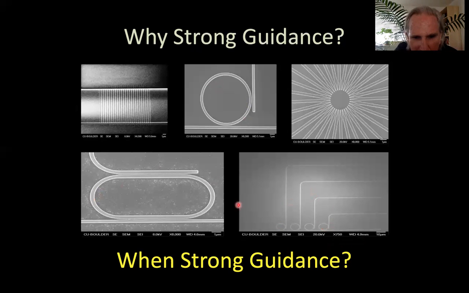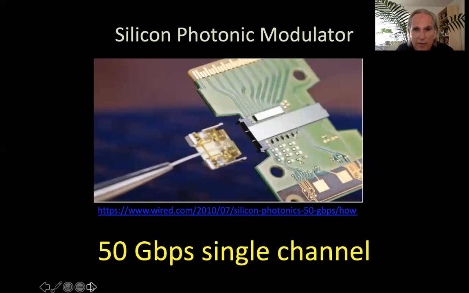Again, these are 5 micron rings. This is 1 micron here. This is a 5 micron radius of curvature over here. So these are the kind of devices that silicon photonics allows you to make.